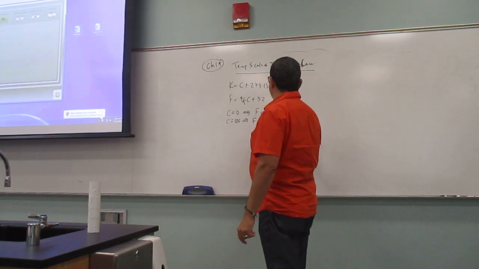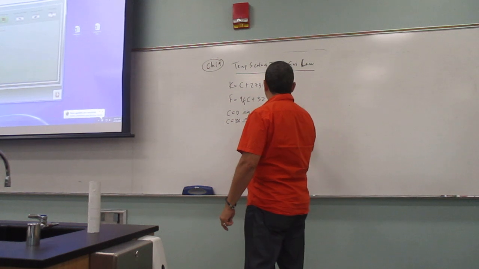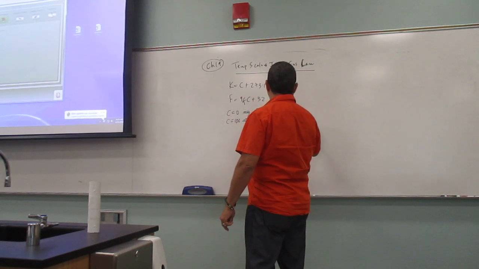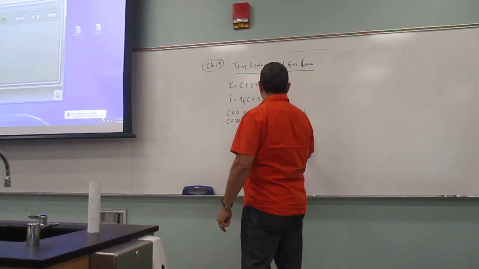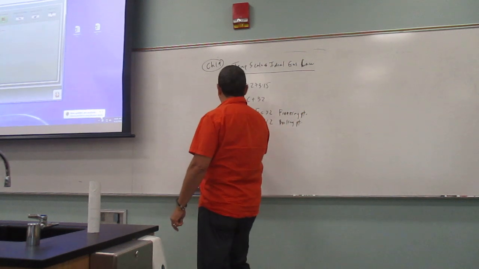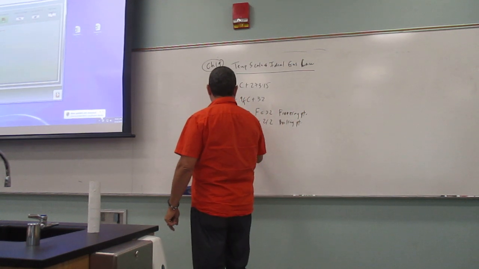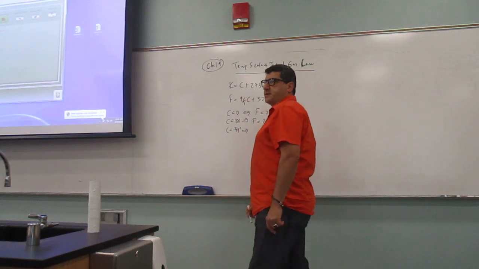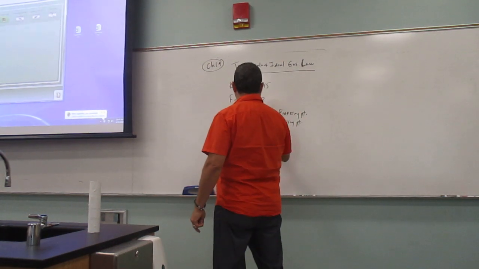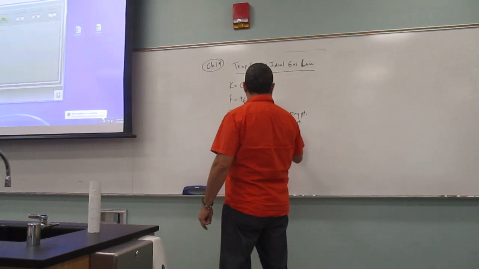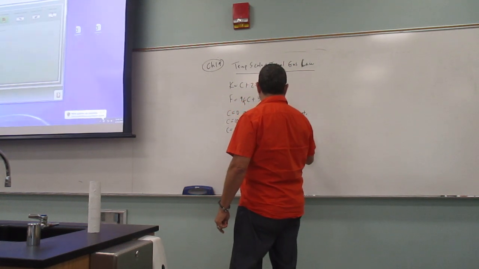So this is the freezing point of water. Freezing point. This one is the boiling point. And then the Celsius 37, remember that was the body temperature. That one would be Fahrenheit of 98.6. This is human body temperature.